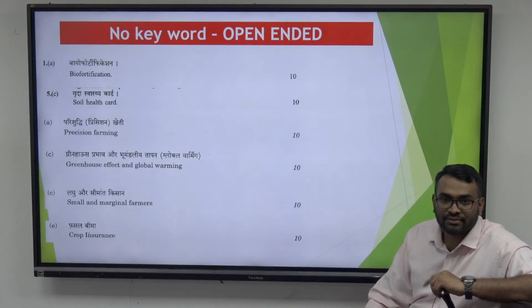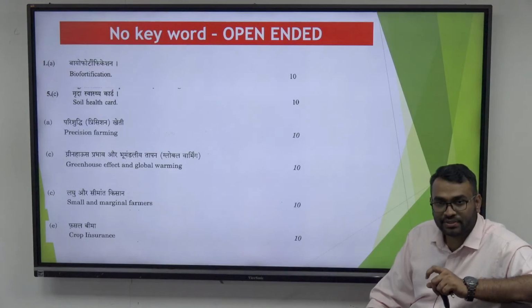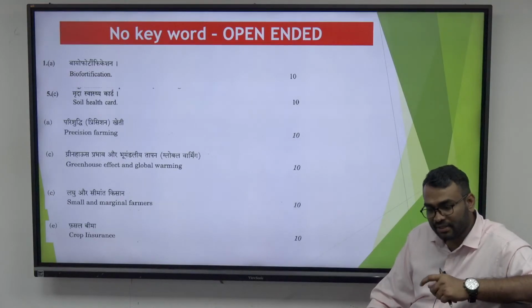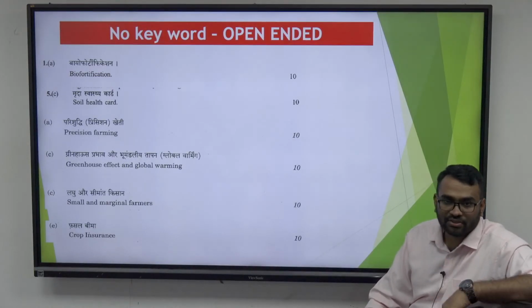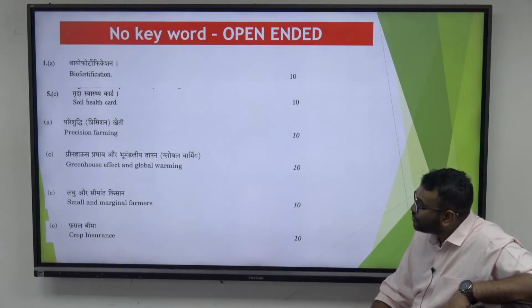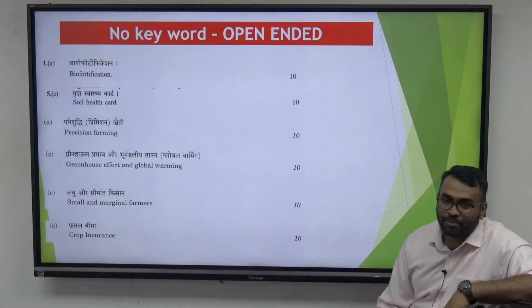And in conclusion, you can give the solution. So rather than giving space for solution in each topic, in a holistic way, in the conclusion, say what are the solutions. So small and marginal farmers, again, this is a very open-ended one.